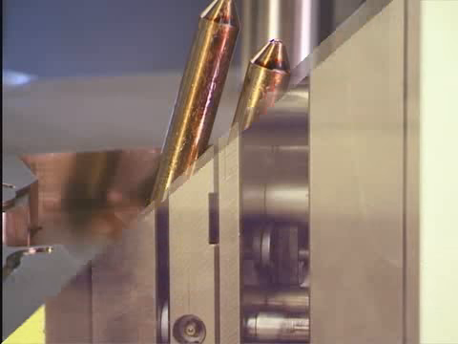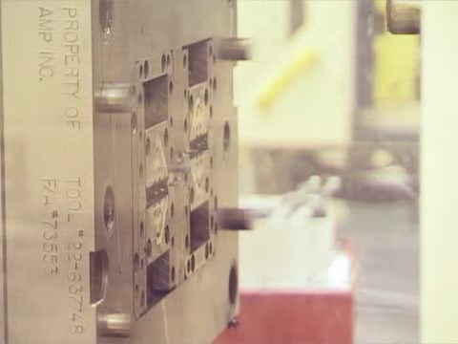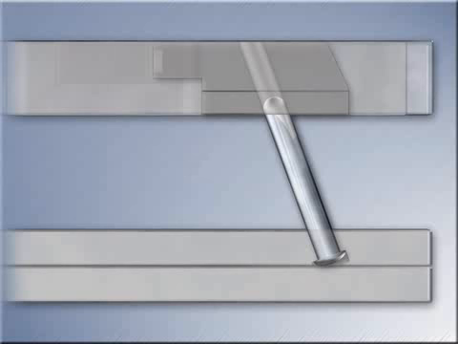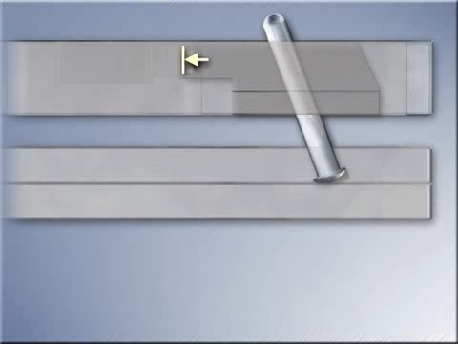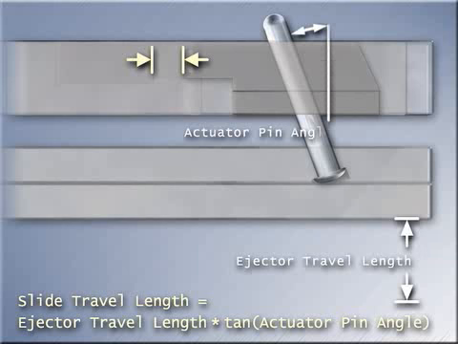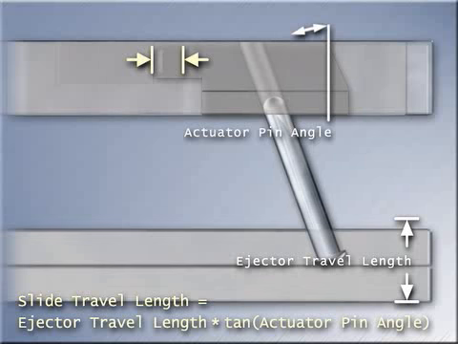Mechanical actuators can also be utilized in a two-stage ejection system. The first stage actuates the slide, and the second stage ejects the part. The slide's length of travel in this system is calculated by multiplying the ejector plate's length of travel by the tangent function of the actuator pin angle.